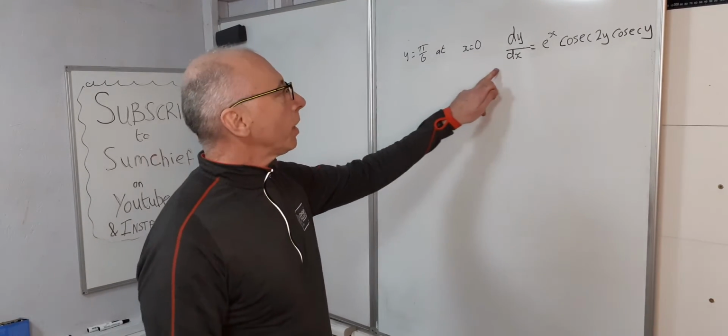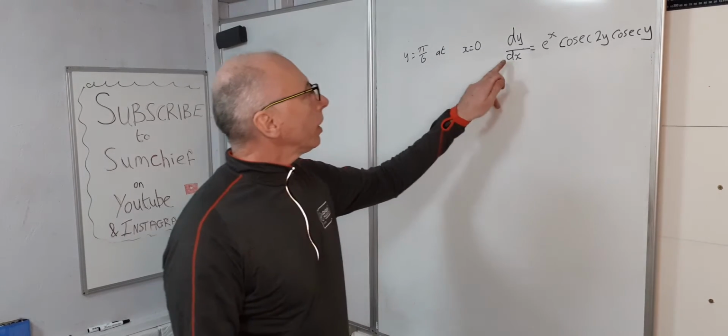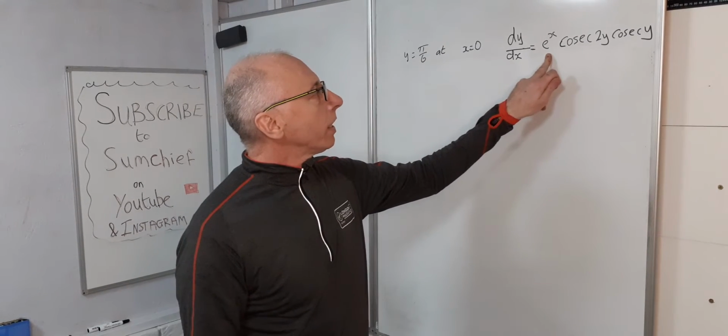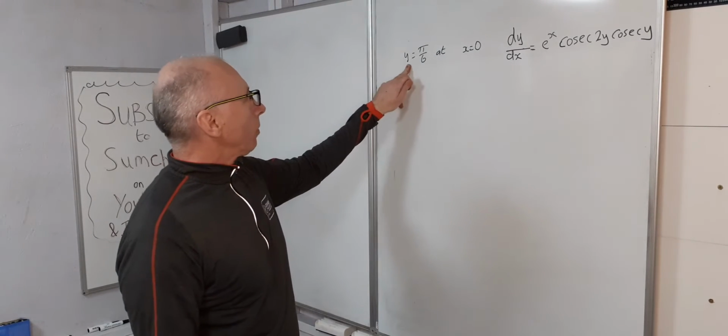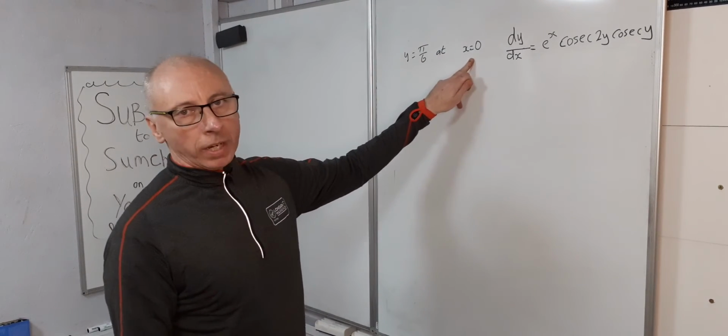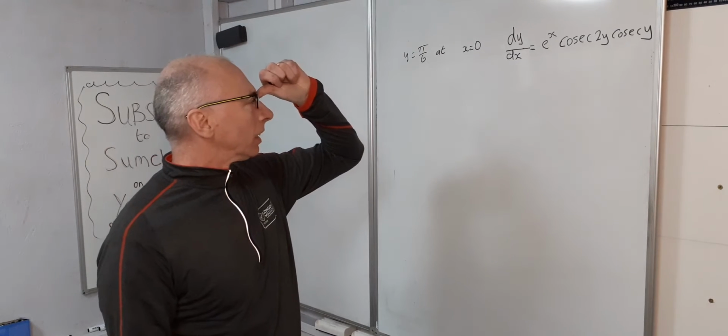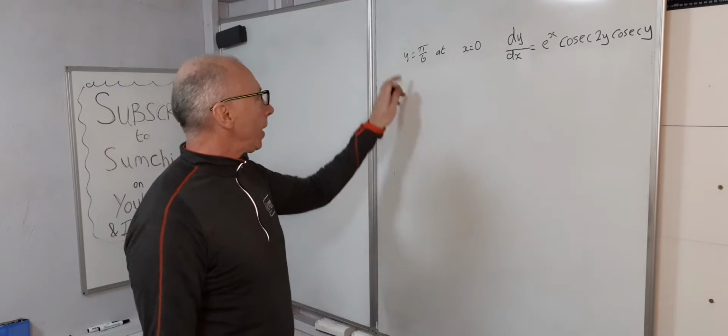Okay, so we need to solve this differential equation: dy/dx equals e to the x cosec 2y cosec y. And we're given y equals pi over 6 when x equals 0. Okay, so where do we start?